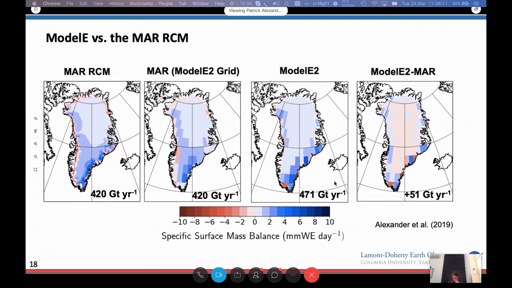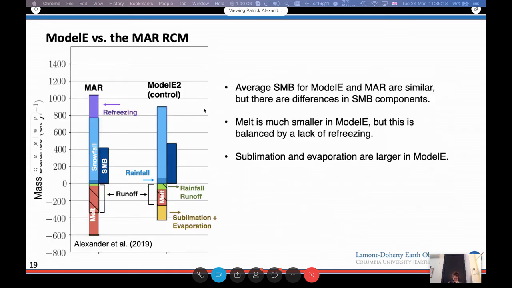And Patrick, yes. So you're showing 4 panels here, one of which is Model E2, and I'm just wondering, is it computed with the elevation classes or without, and what difference does that make? Yeah, so this is without the elevation classes. And actually, the next slide I'm going to show the elevation classes. So, thank you. So this is without the elevation classes.